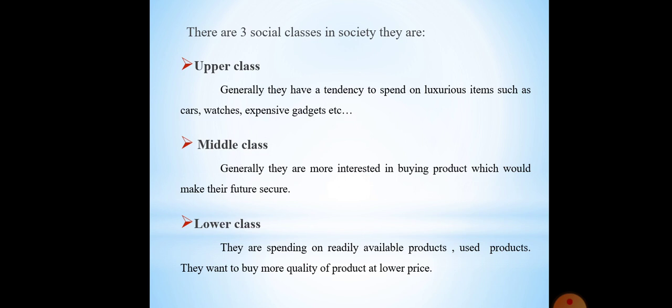There are three social classes in society. They are upper class. Generally, they have a tendency to spend on luxurious items such as cars, watches, expensive gadgets, etc. Upper class people usually spend money on luxurious or expensive items.